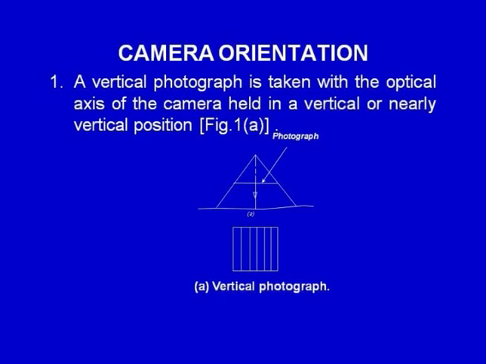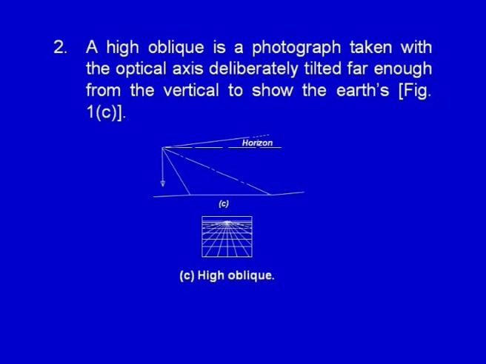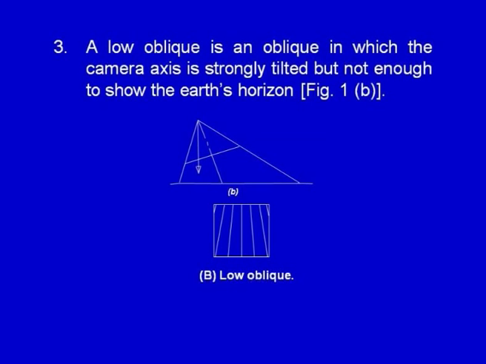First, a vertical photograph is taken with the optical axis of the camera held in a vertical or nearly vertical position as shown in the figure below. The second is a high oblique photograph, which is taken with the optical axis deliberately tilted far enough from the vertical to show the Earth's horizon. The third is a low oblique photograph in which the camera axis is strongly tilted, but not enough to show the Earth's horizon.